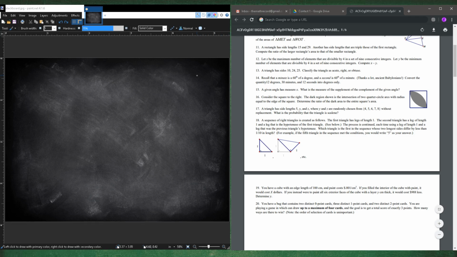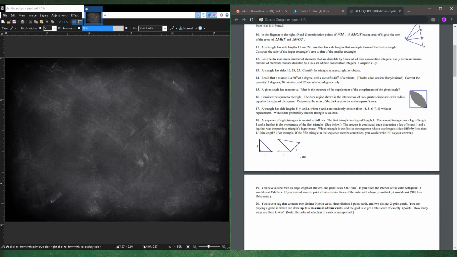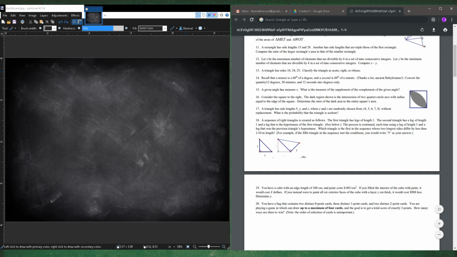A triangle has side lengths 5, y, and z, where y and z are randomly chosen from 4, 5, 6, 7, 8 without replacement. What is the probability that the triangle is scalene? Without replacement, y and z cannot be the same, because if you choose one of them, you can't choose that same one again. If you choose 4, you can't choose 4 again.